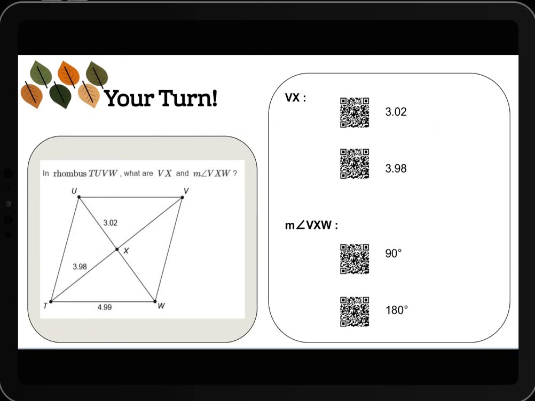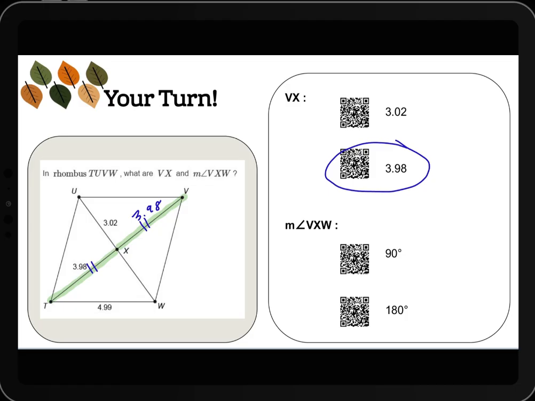So what I would do is pause the video and see if you can come up with the length of VX, that is, and the measure of angle VXW. So recall that the diagonals bisect each other, so we know that we're looking for V to X, and we know that the other side is 3.98. Because the diagonals are bisected, this length is equivalent to that length. Therefore, it is also 3.98, so that should have been your answer. That is because the diagonals bisect each other.